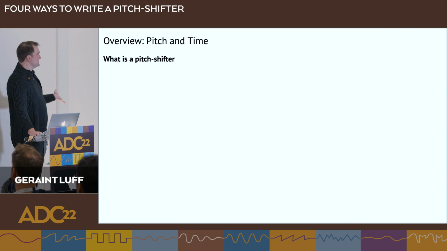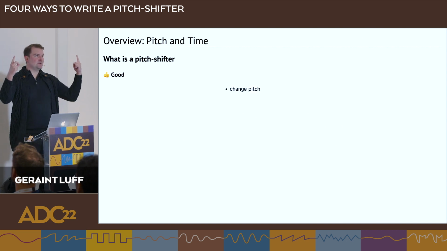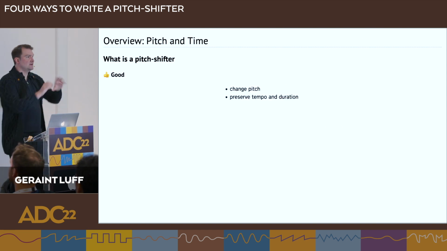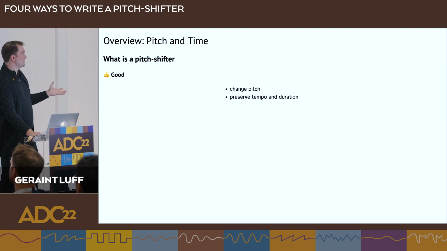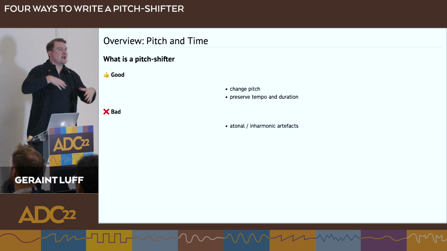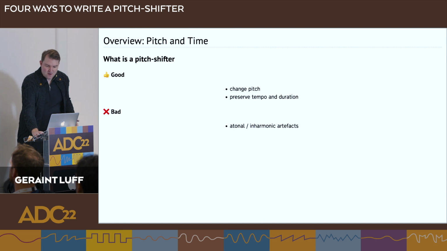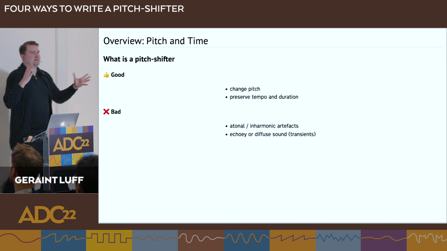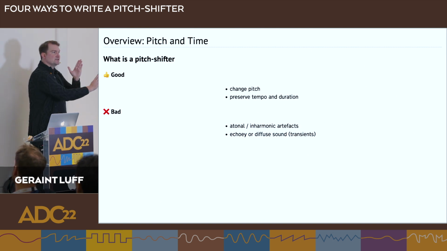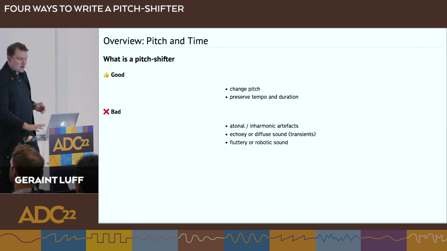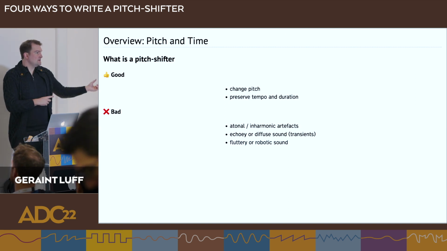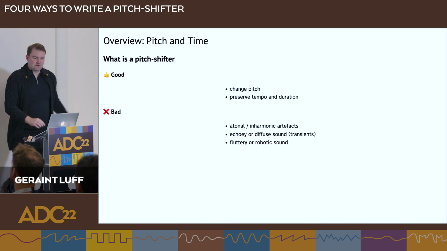Okay, so the goal of a pitch shifter is to get that change in pitch we just heard, but while preserving the tempo and duration. A couple of other things we don't want. No extra inharmonic artifacts. We don't want it to be echoey or diffuse. This would be particularly bad for things like drums, which have very strong and important transients. We also don't want it to be uneven. If the input is smooth, the output should be smooth.